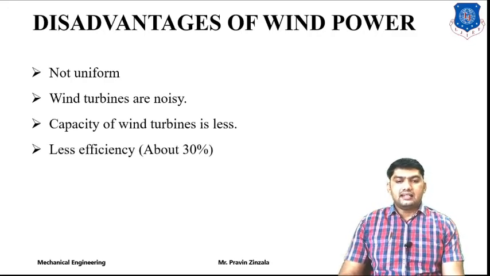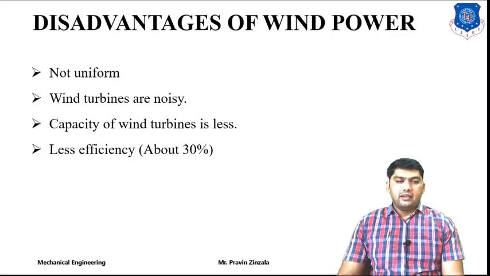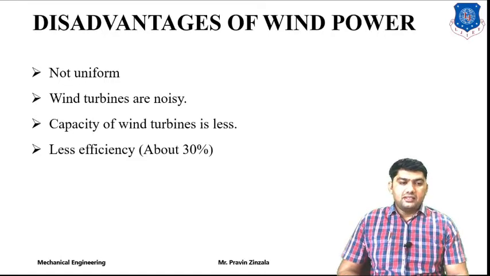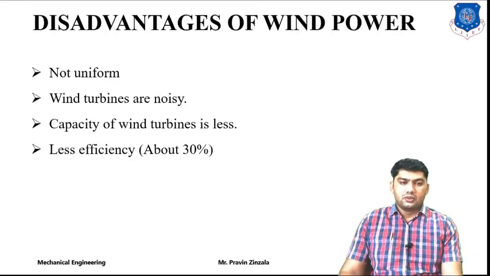And next, it is less efficient, because the efficiency of a wind turbine is near 30% and the maximum efficiency is 59.3%, which is called the Betz limit. So the efficiency of a wind turbine is comparatively low. So these are the disadvantages of wind turbines.